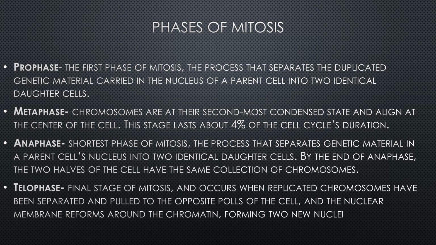Next, anaphase. This is the shortest phase of mitosis, the process that separates genetic material in a parent cell's nucleus into two identical daughter cells. By the end of anaphase, the two halves of the cell have the same collection of chromosomes. Finally is telophase. It's the final stage, and it occurs when replicated chromosomes have been separated and pulled to the opposite poles of the cell, and the nuclear membrane reforms around the chromatin, forming two new nuclei.